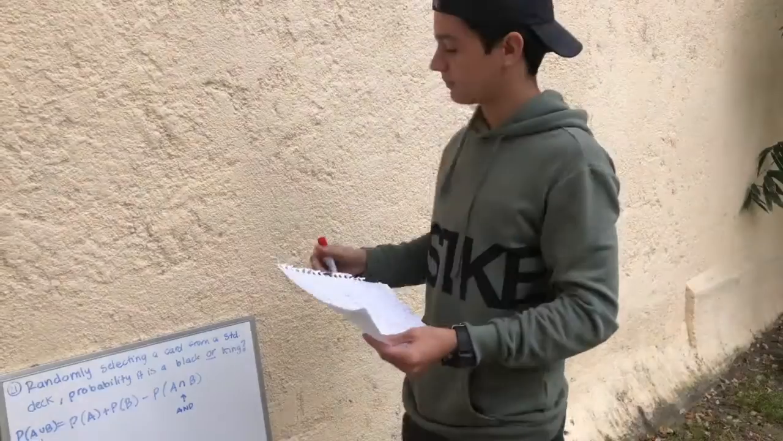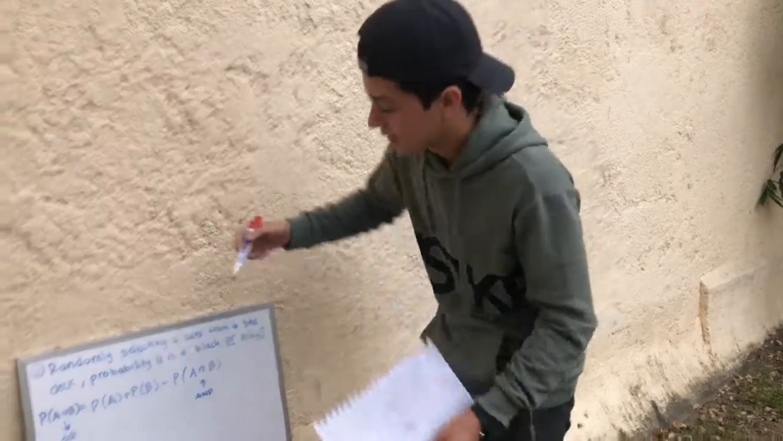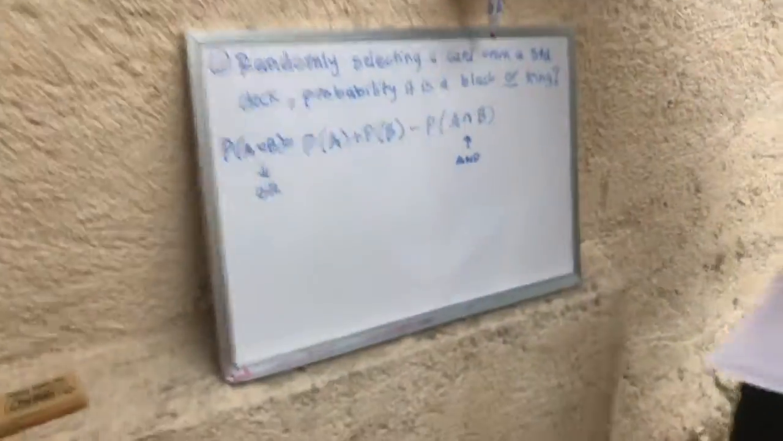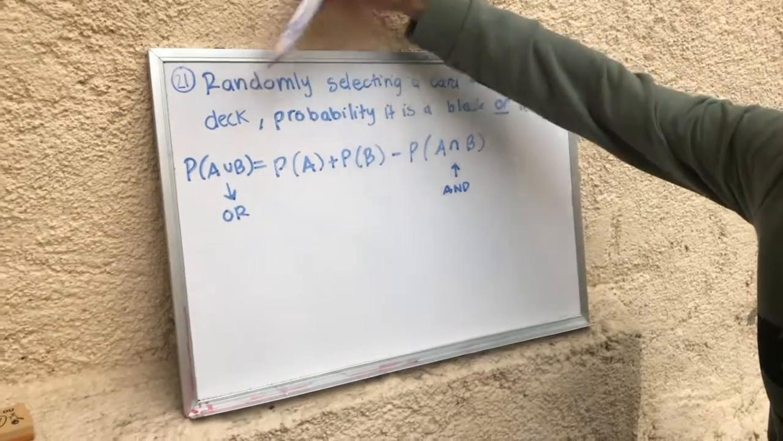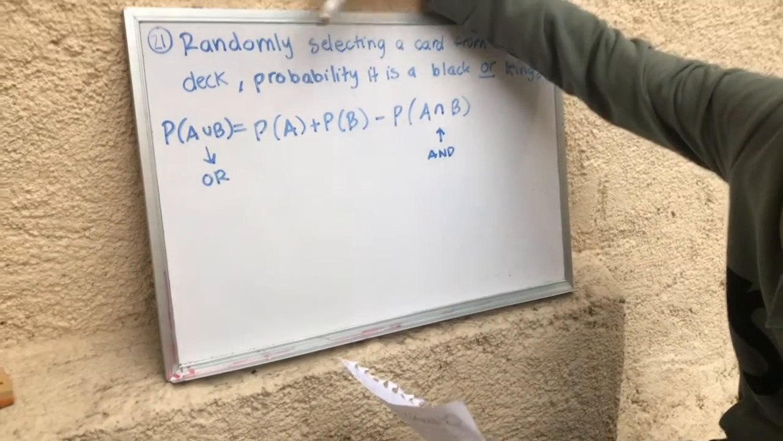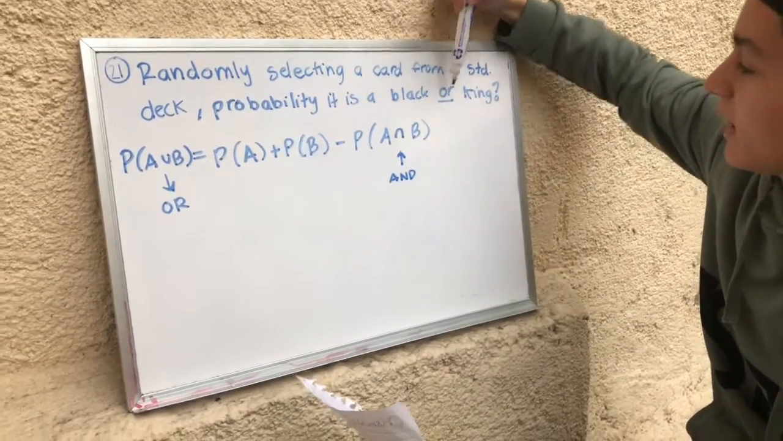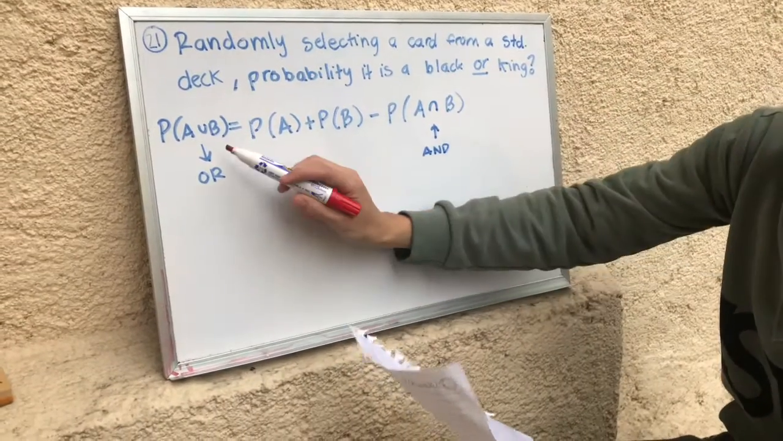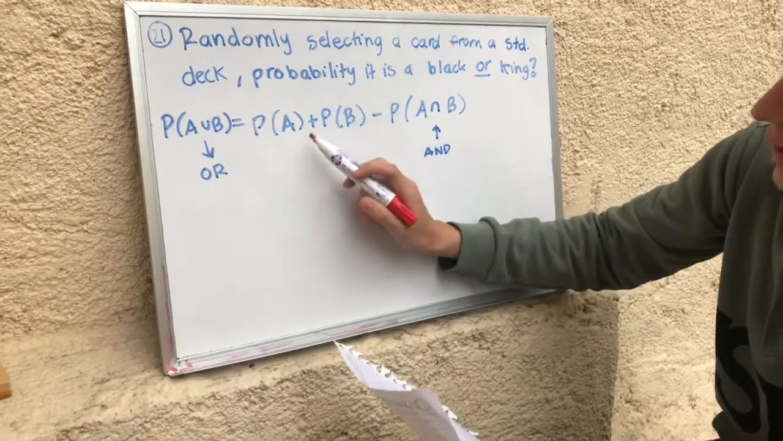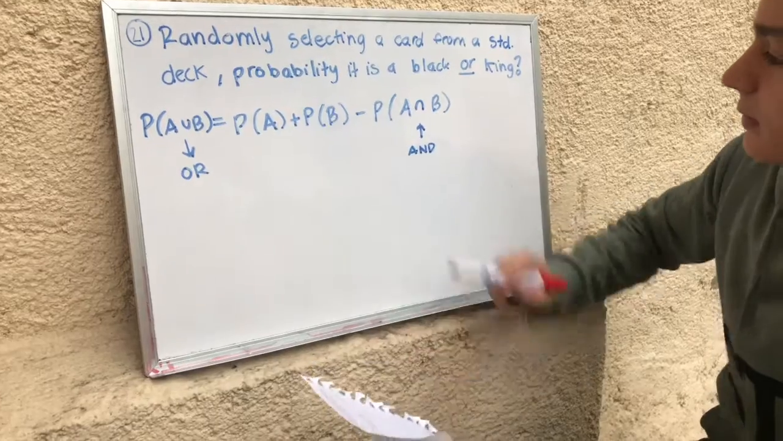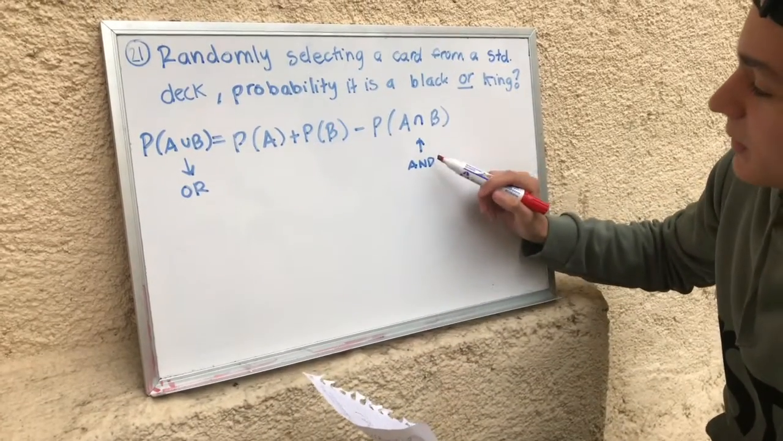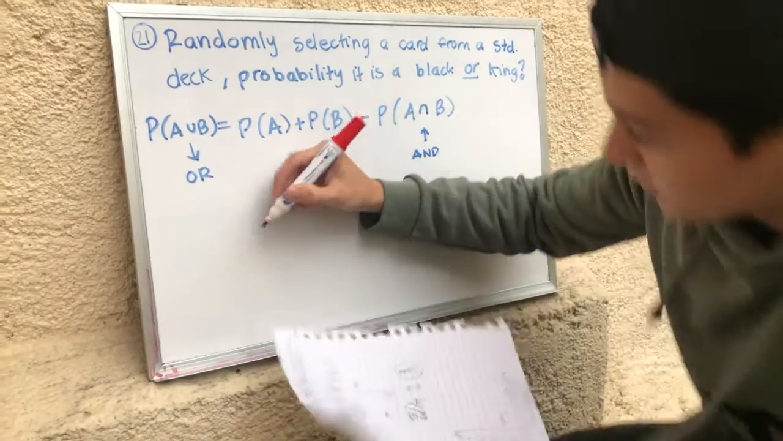Explaining number 21 from part 1. We are randomly selecting a card from a standard deck, which is 52 cards, and we need to find the probability that it is a black or a king. In this case, for the OR, this is the equation: probability of A plus the probability of B minus the probability of A and B. So we just simply plug in the numbers.